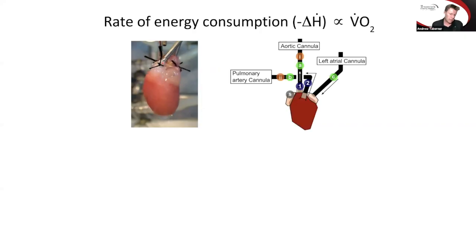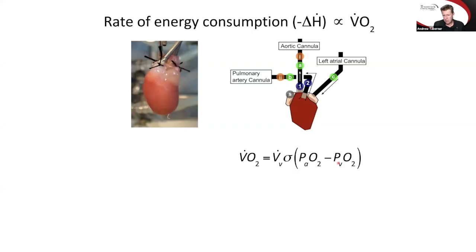Now, typically with a heart like this, we've replaced the blood that would normally circulate with an oxygenated saline solution, which provides all of the nutrients and oxygen to keep the heart alive for many, many hours. So if we cannulate the arteries in the heart, we can measure the volume of oxygen that it consumes by measuring the partial pressure of oxygen using oxygen probes up and downstream of the heart.